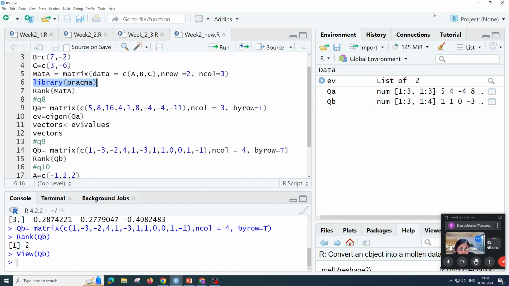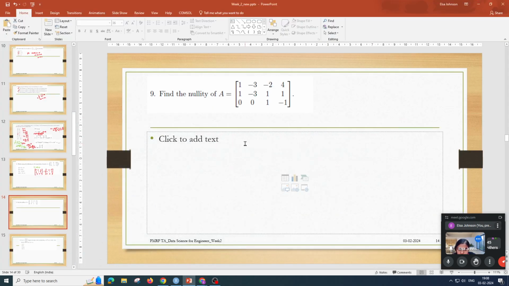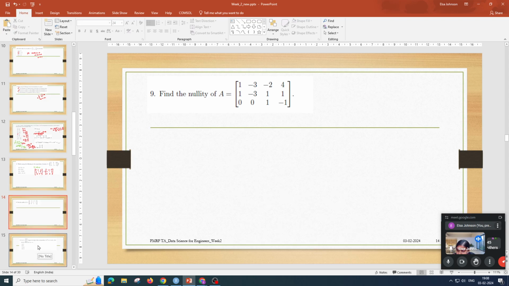Now, if you have got the rank as 2 and the number of variables as 4, there are 4 now, right? So the nullity can be 2. It's rank plus nullity equal to the number of variables.